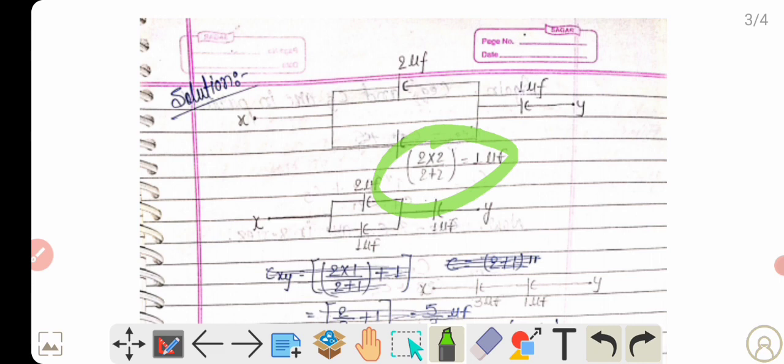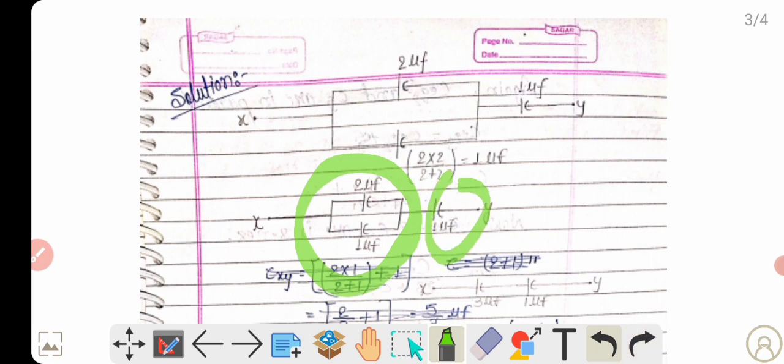And then my dear friends, as you can see here, after calculating, the equivalent comes out to be 1 microfarad. And as you can see in this figure, these two combinations are in parallel, and the whole equivalent capacitance value is in series with this 1 microfarad.